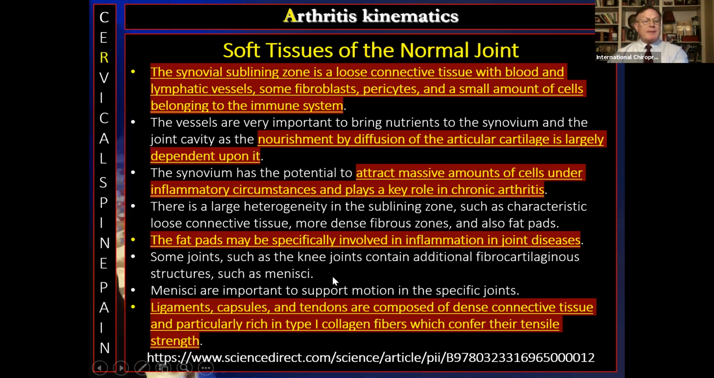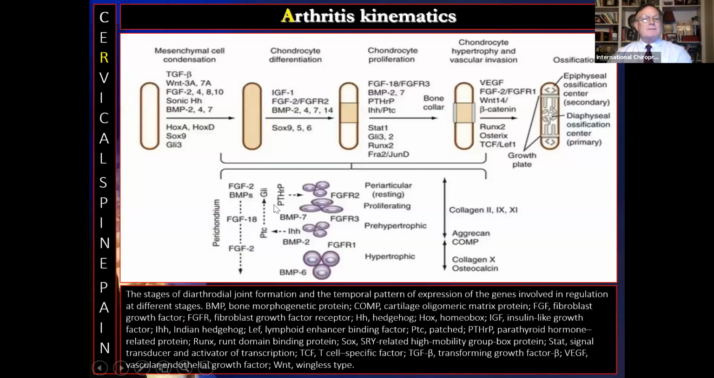There are fat pads that are involved in inflammation of joint disease. Remember how highly innervated they are, so they can be pain generators. Fat pads, particularly in the knee, can be trapped, and this compression can be pain producing, while facet joints in the neck, when they're loose, can trap the meniscoid tissue and pinch it. That's why they have to be reset and realigned.